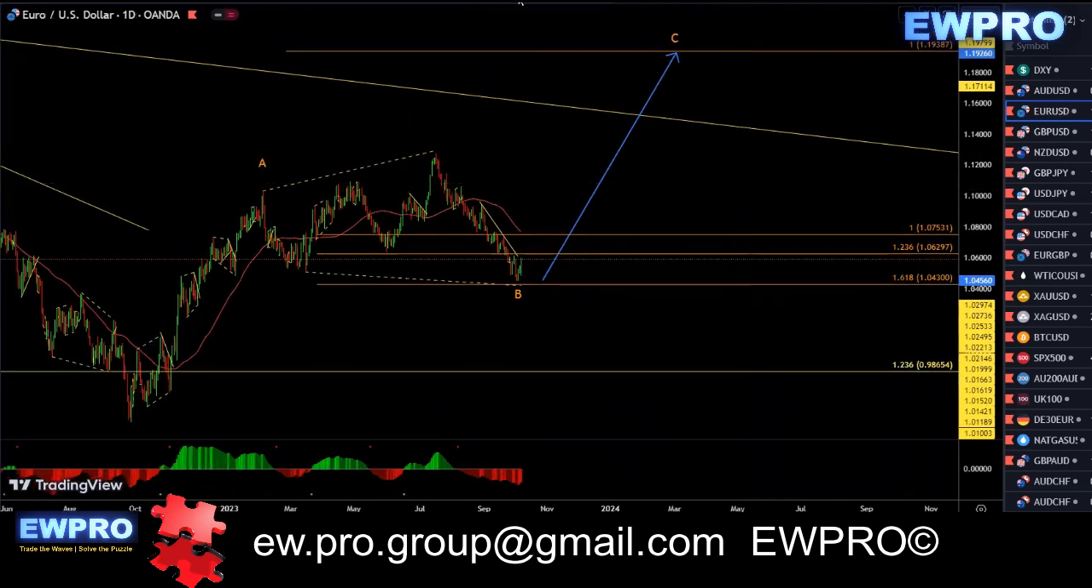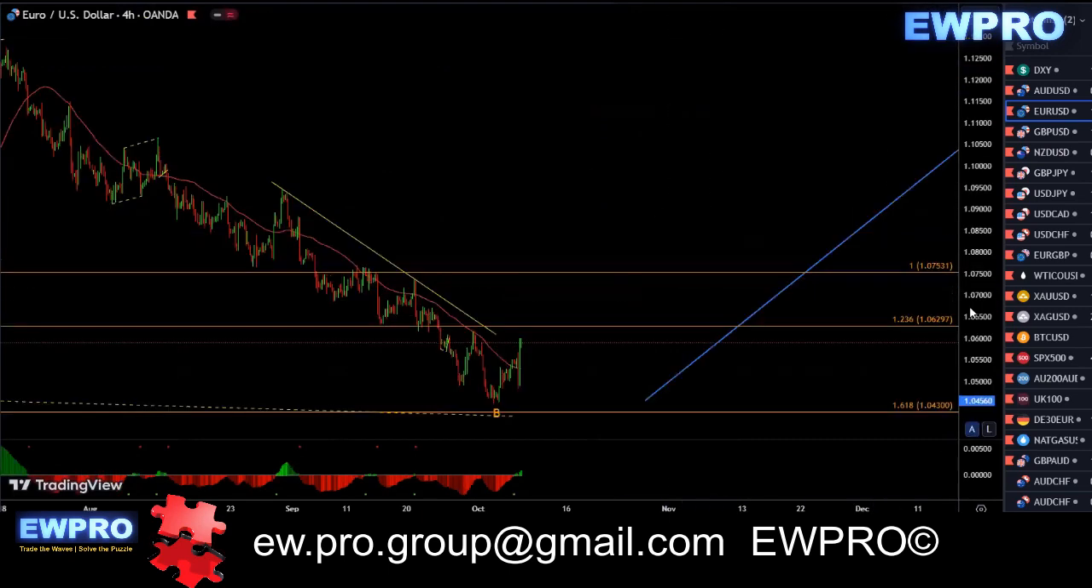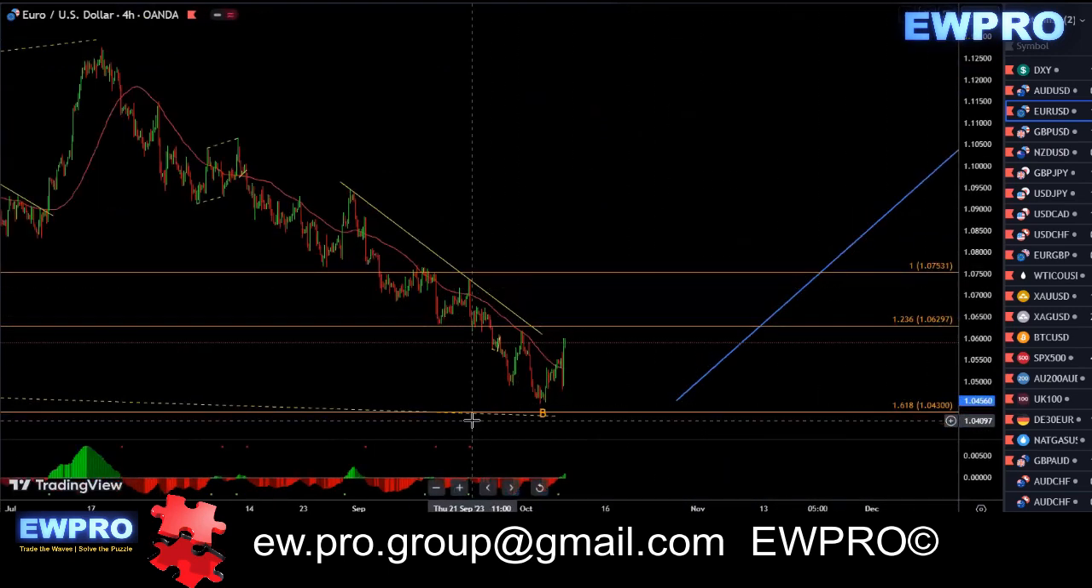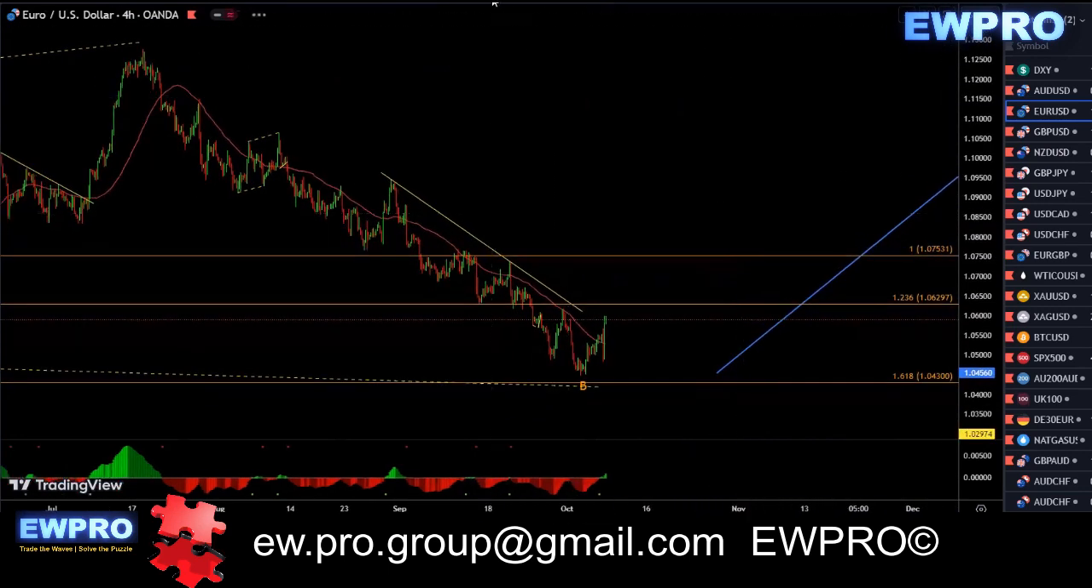We're starting to get down to this 161.8 as an A, B, C. I'm looking for that C up, so I only want to trade in that direction on the lower time frames. Here we have a possible bear hidden, so we will have to be careful here. On the EU, we do have a bear hidden between here.